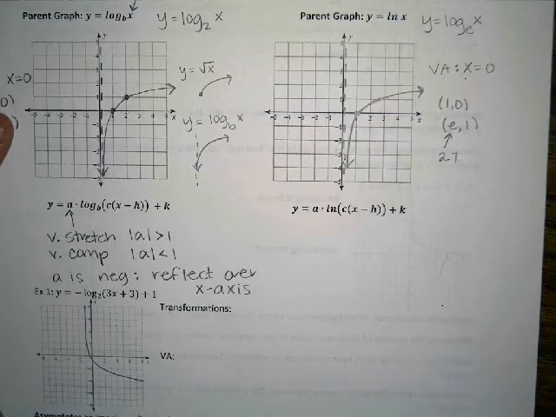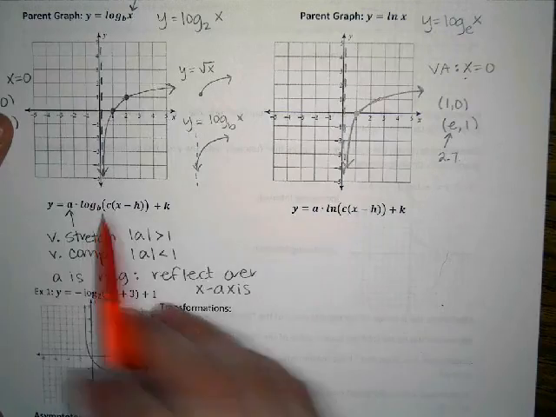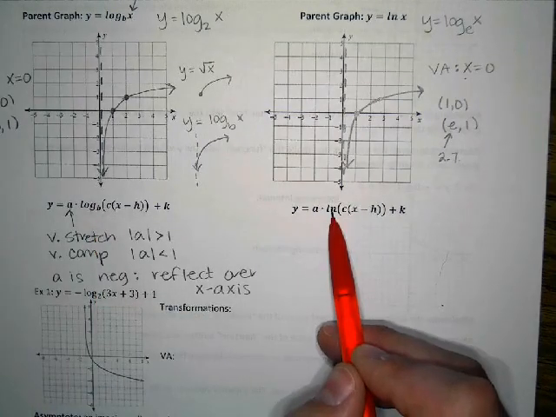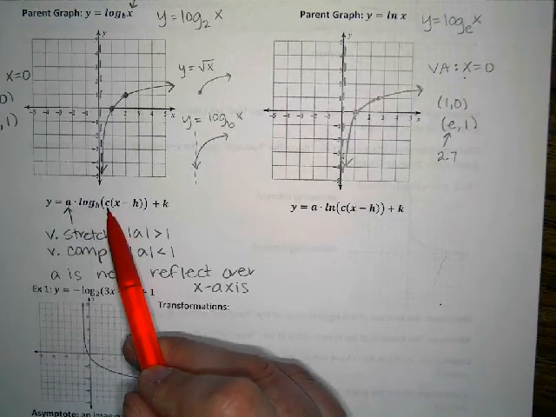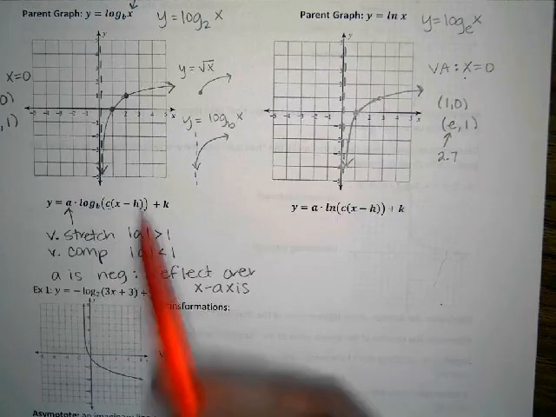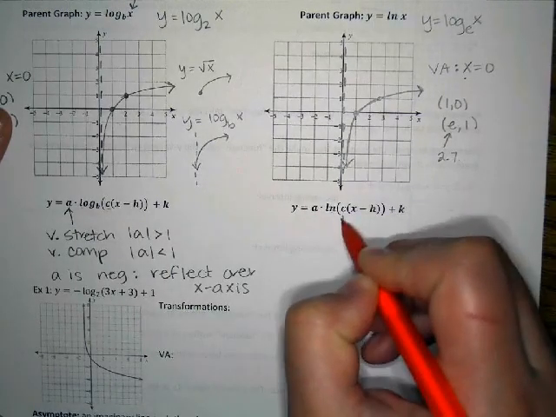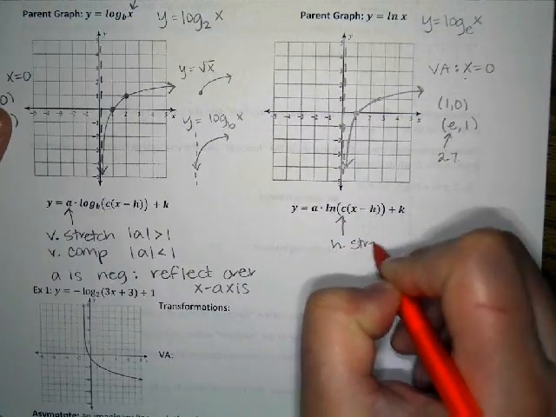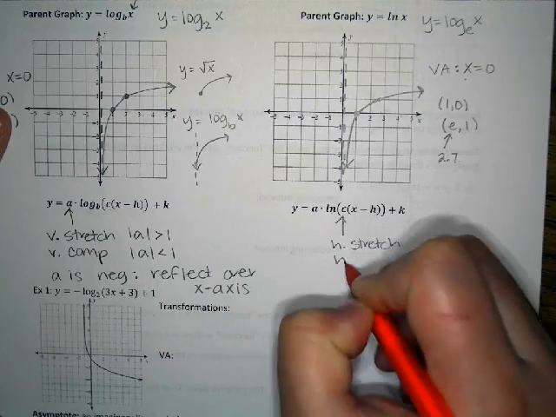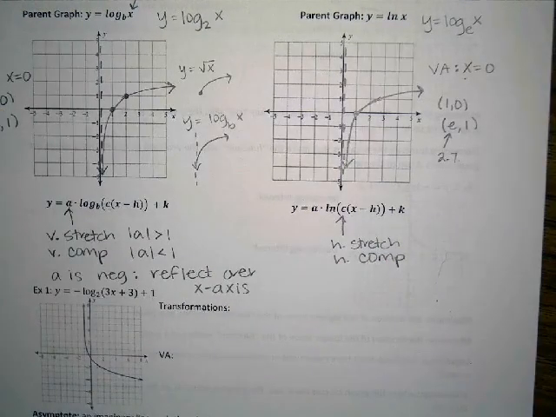And the A value is the same for both of them, whether it's log base B or if it's ln, which we know is log base E. The C, I put a C value. Normally I put a B value, but these graphs have a base of B, so I didn't want to use the same letter twice. So the C value is the horizontal stretch and the horizontal compression. And remember, these are just backwards of what we typically would think.